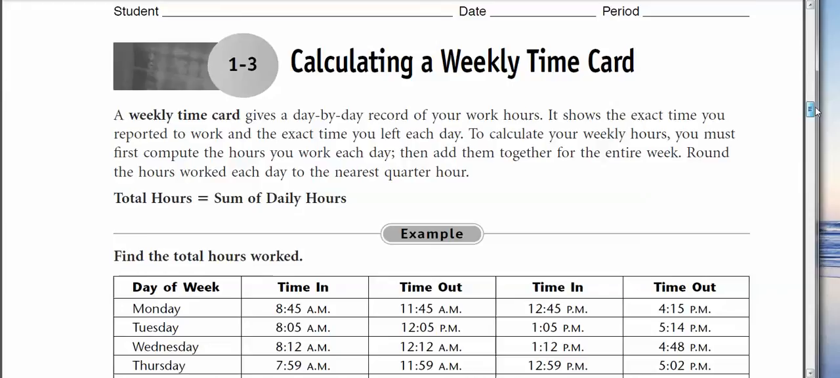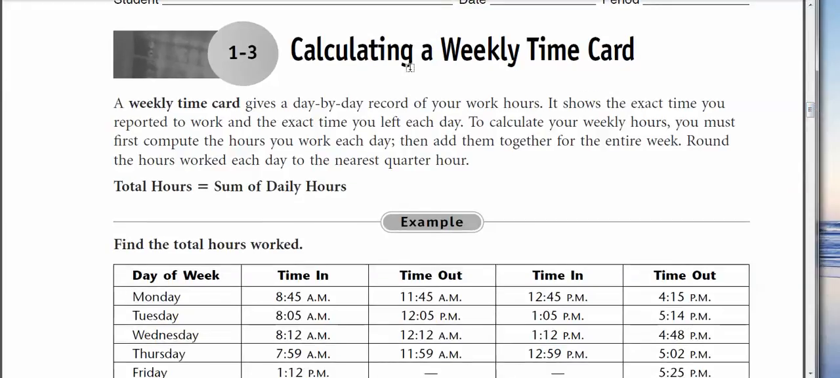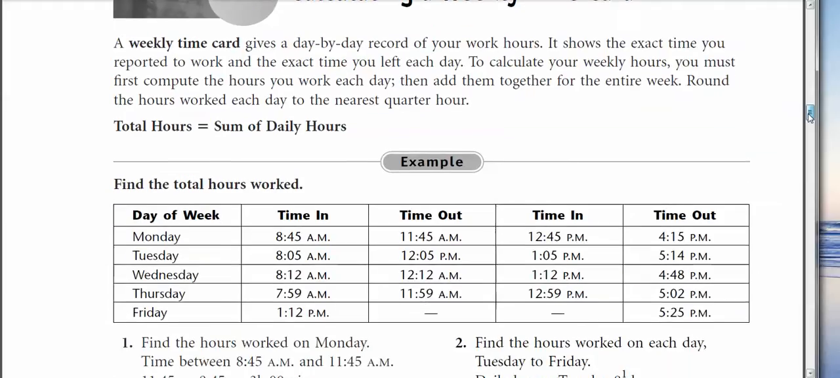Okay, the next section, 1.3, was calculating a weekly time card. So you got your little card and you're sliding it in and you're calculating how many total hours you worked. It gives you a day-by-day record of your work hours. It shows the exact time you reported to work and the exact time you left each day. To calculate your weekly hours, you must first compute the hours you work each day. Then add them together for the entire week. Round the hours worked each day to the nearest quarter hour.